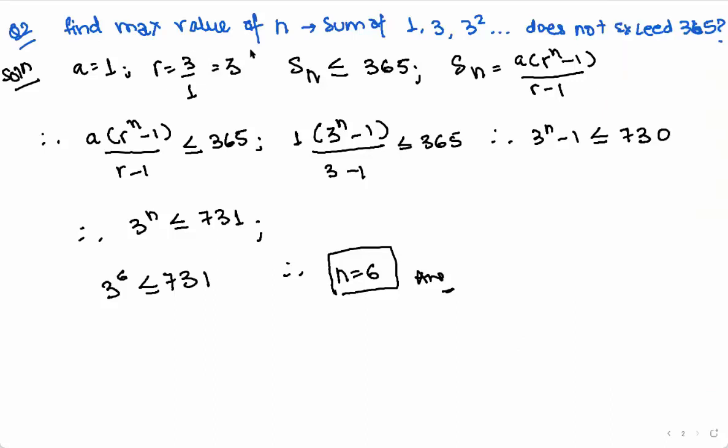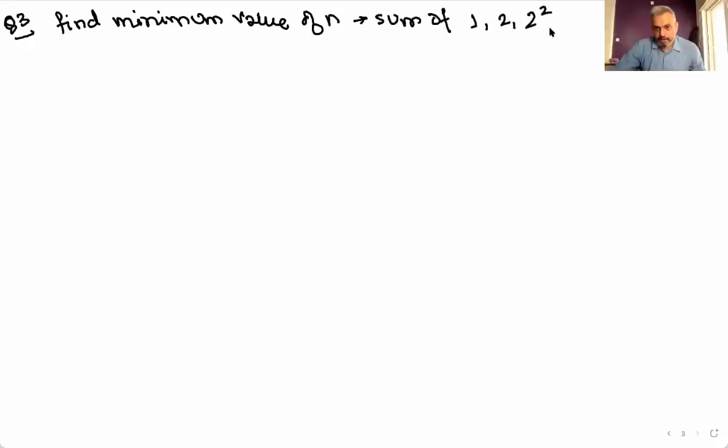Okay. Now, question number 3. Find the minimum value of n such that the sum of 1, 2, 2 square, 2 cube, and so on is greater than or equal to 2000.